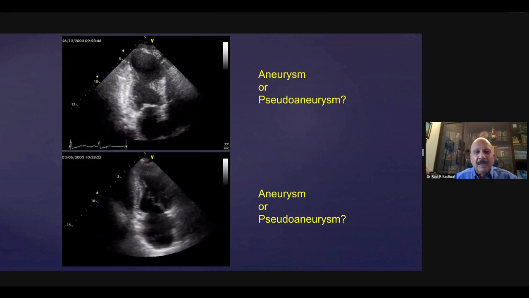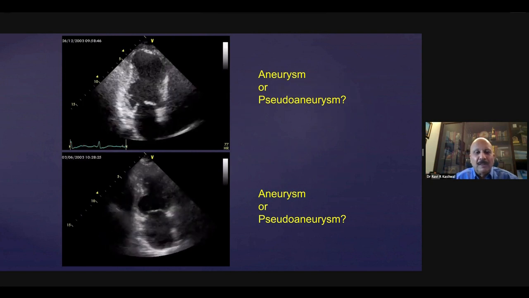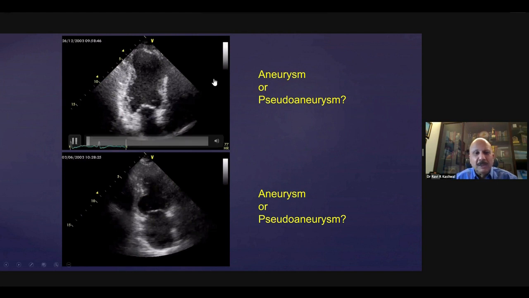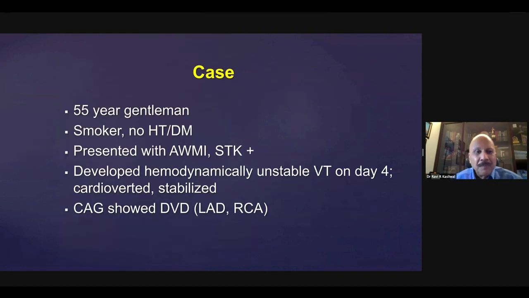Here, is this an aneurysm or a pseudoaneurysm? Obviously, this is an aneurysm. You can see the dyskinesia and the thinned out apex, and this becomes a huge nidus for thrombi to set in. A 55-year-old gentleman, smoker, no history of diabetes or hypertension, developed hemodynamically unstable VT, was cardioverted, stabilized.